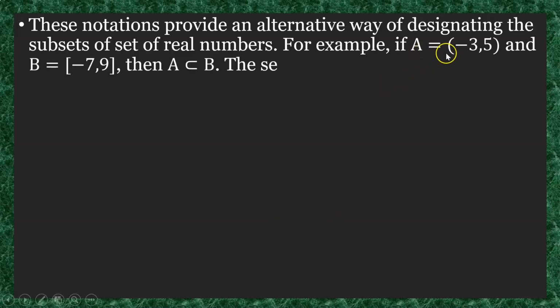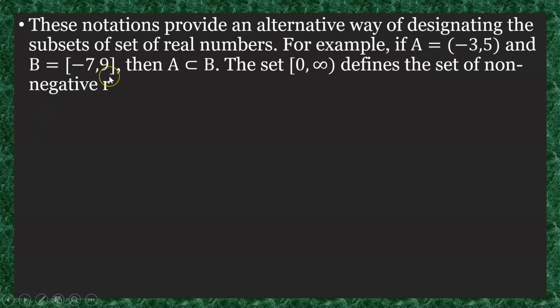These notations provide an alternative way of designating subsets of the set of real numbers. For example, if A is the open interval (-3, 5) and B is the closed interval [-7, 9], then A is a subset of B.